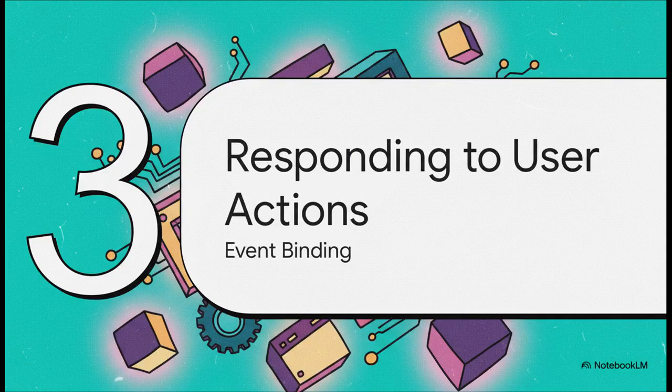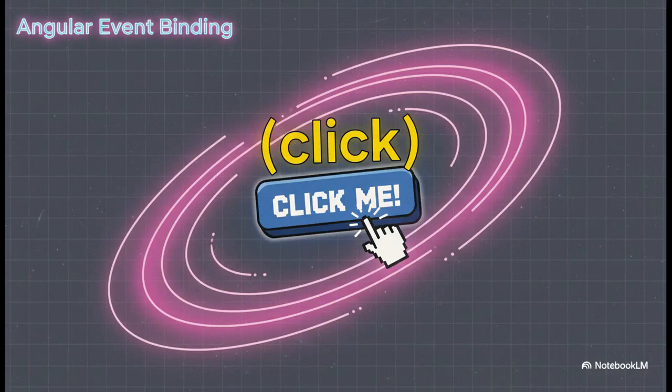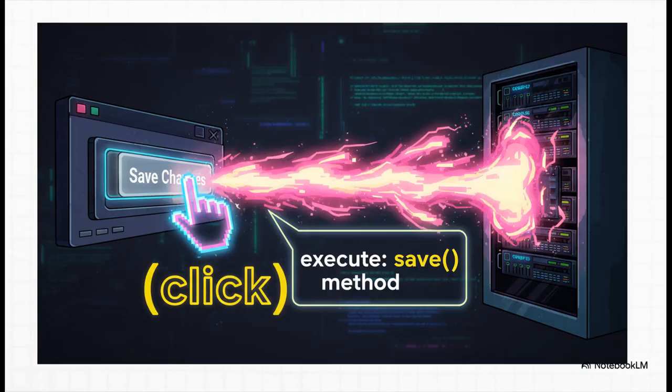So, displaying data is cool, but real apps have to be interactive, right? They need to respond when a user actually does something, like clicking a button. So let's see how Angular handles that with something called event binding. So remember how we use those double curly braces to get data out? Well, to listen for things coming in from the user, we use parentheses. You just wrap the name of an event, like click, in parentheses, and that tells Angular to start listening for that specific action.